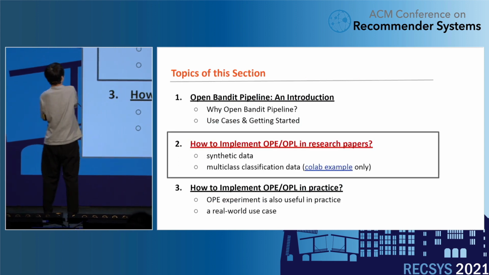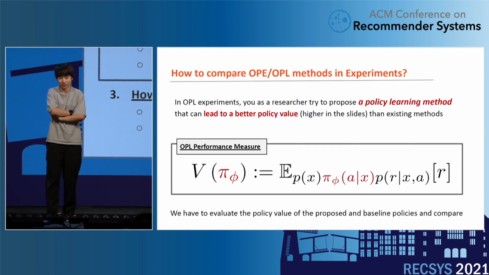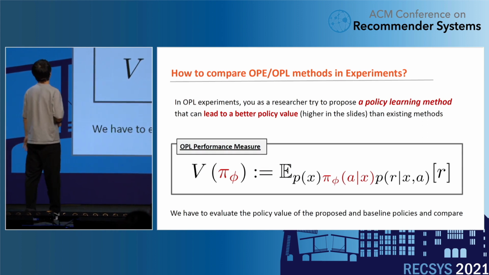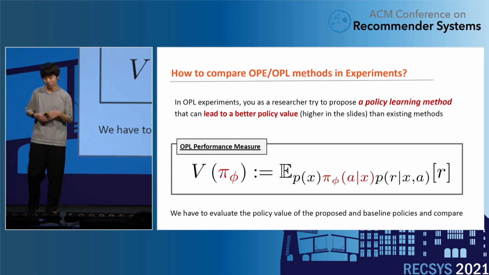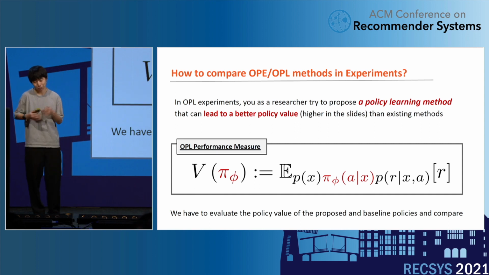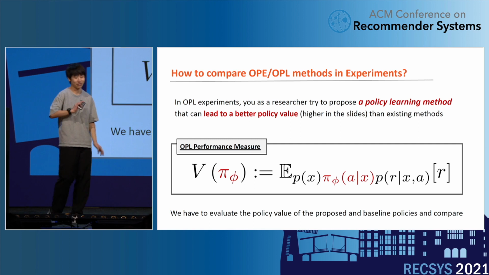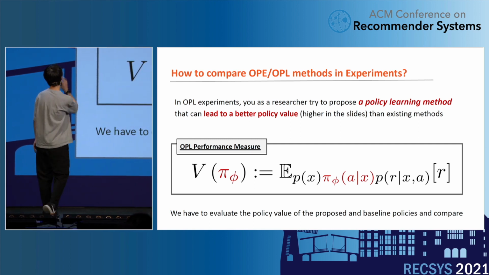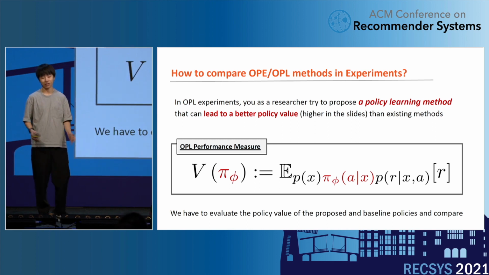So let's look at how it works, how it can accelerate our research process. So this is kind of a research-motivated part. You are now a researcher, and you want to write a paper about off-policy learning or off-policy evaluation. So of course, you have to do some experiments in the last part of the paper, right? The topic here is how to implement that kind of off-policy learning or off-policy evaluation experiments using synthetic data.